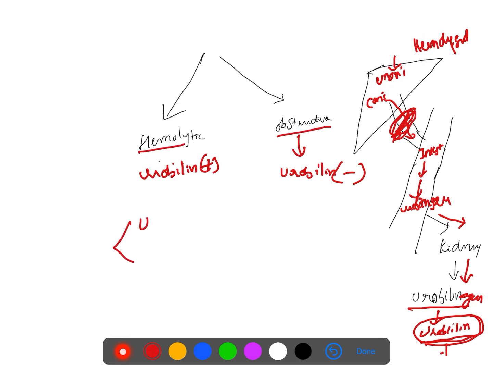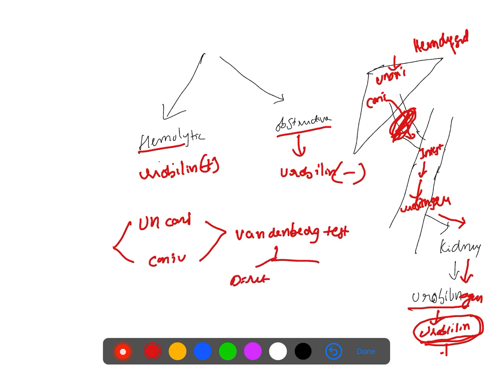There is one more thing: how to differentiate unconjugated from conjugated bilirubin. There is one test called the Van den Bergh test. It is classified into the direct test and the indirect test. If the direct test is positive, it is conjugated bilirubin. If the indirect test is positive, it is unconjugated bilirubin.